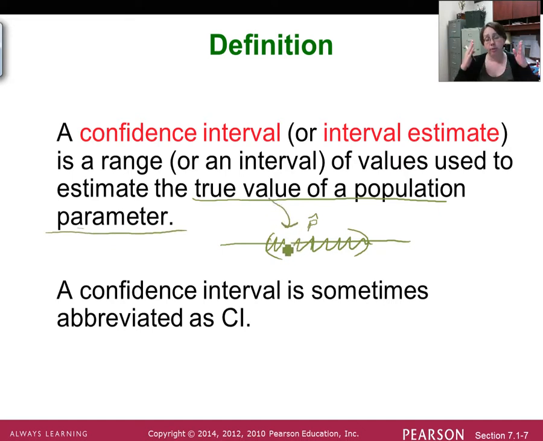So it's always built around your statistic, the p hat, and we are going to be pretty doggone certain that p is actually in there. A notation that you might see is confidence interval abbreviated to CI. That's a C and an I there. So this is what we're going to work on.